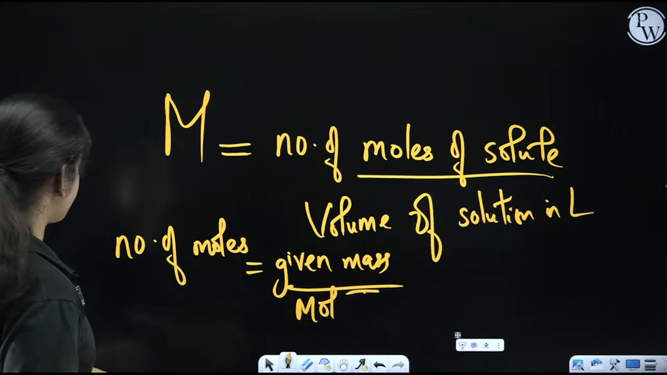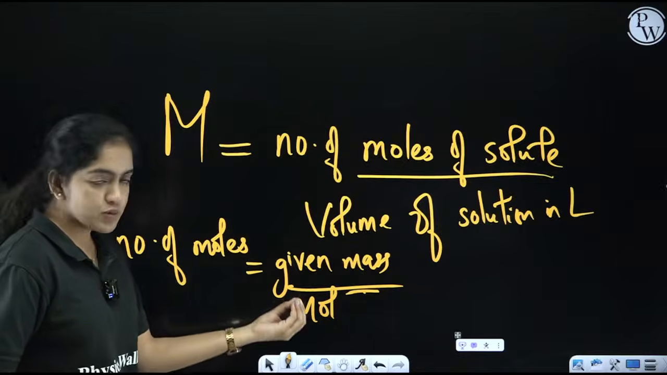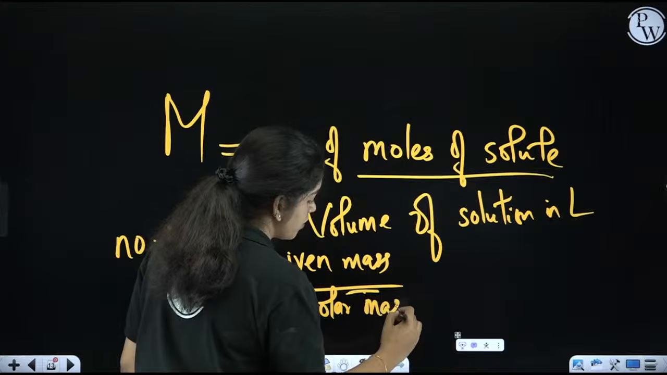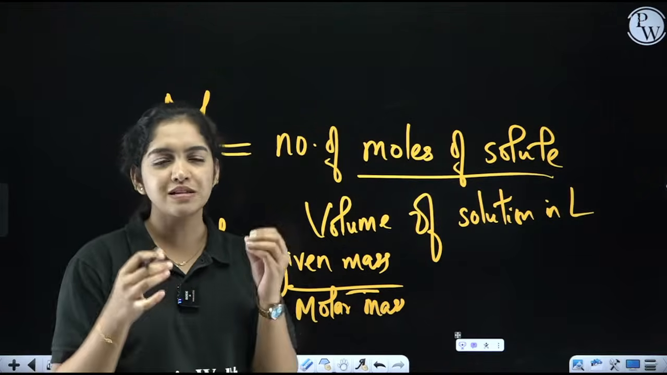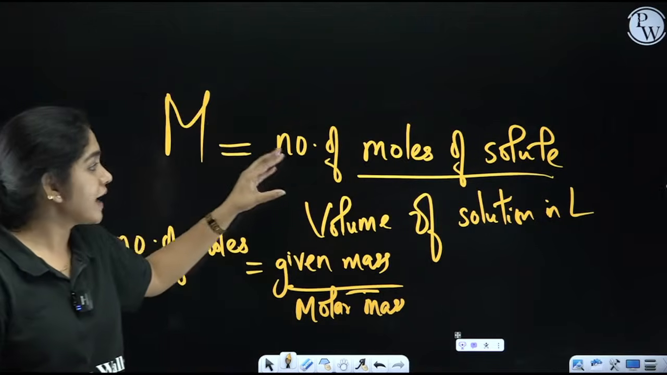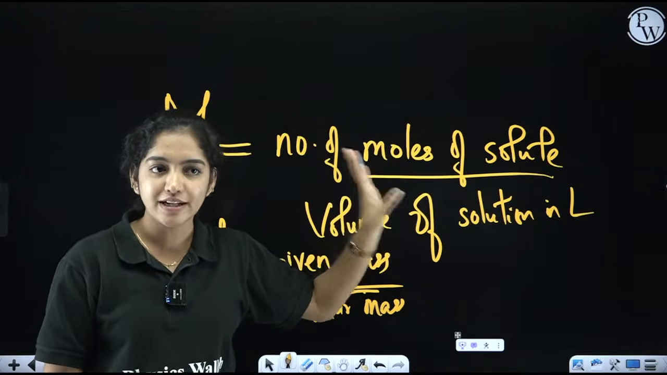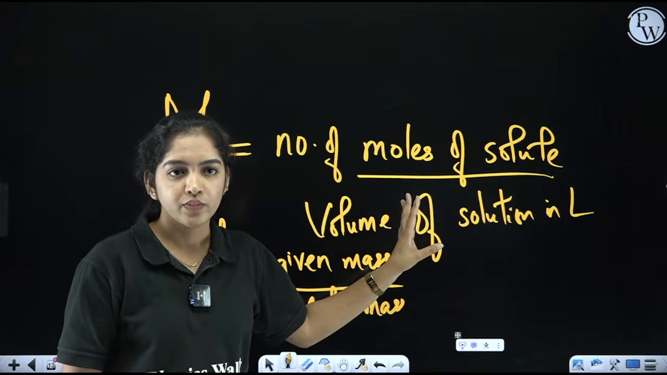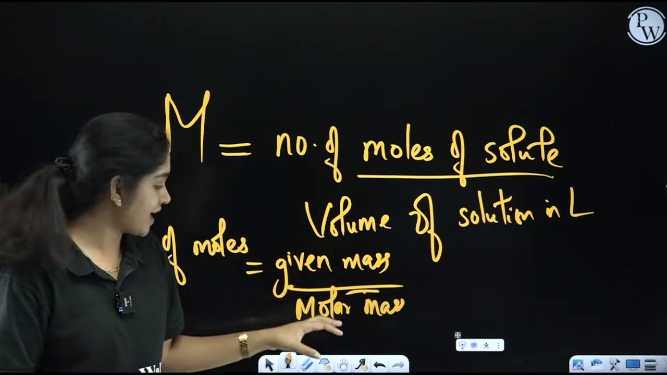Yes, here, molarity. So the number of moles can be calculated by using the given mass divided by the molar mass. We should learn the molar masses of oxygen, hydrogen, sodium, potassium, carbon, the main elements, then only we can substitute here. So the equation to calculate the molarity is the number of moles of the solute divided by the volume of the solution in liter. Got it? Clear? Okay, then next one, how to find the number of moles: given mass divided by the molar mass.